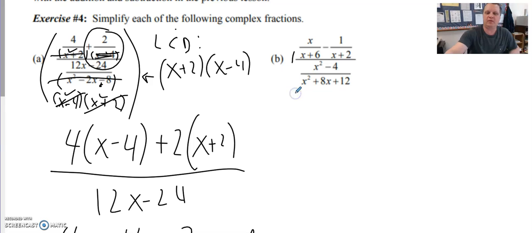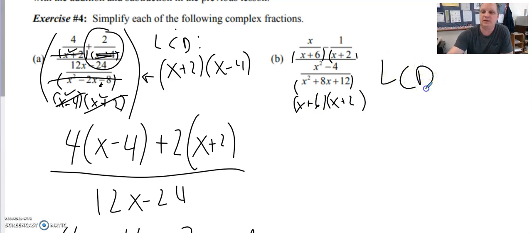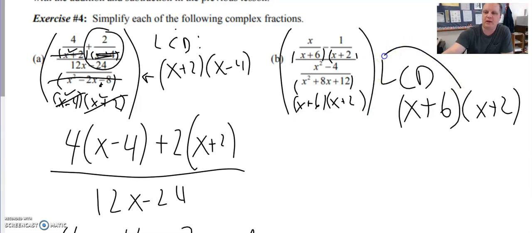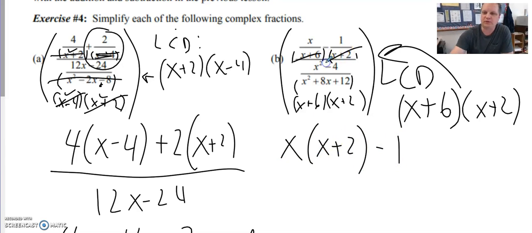So, we have all of these denominators. So, this one will factor, because x plus 6, x plus 2 does not. This will factor to x and x. Everything's plus. Factors of 12 that give you 8 are 6 and 2. So my LCD is x plus 6, x plus 2. Everything needs to be multiplied by the LCD. X plus 6 cancels. I have an x, x plus 2. Minus 1. X plus 2 cancels. I have an x plus 6.